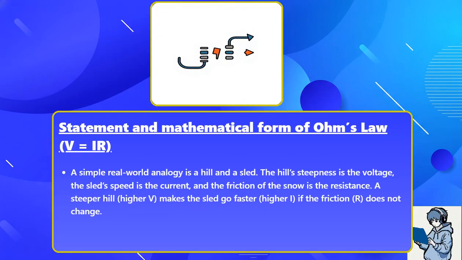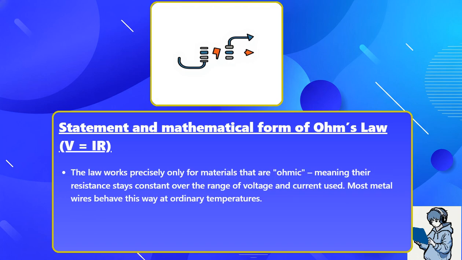A simple real-world analogy is a hill and a sled. The hill's steepness is the voltage, the sled's speed is the current, and the friction of the snow is the resistance. A steeper hill, higher V, makes the sled go faster, higher I, if the friction, R, does not change. The law works precisely only for materials that are ohmic, meaning their resistance stays constant over the range of voltage and current used. Most metal wires behave this way at ordinary temperatures.